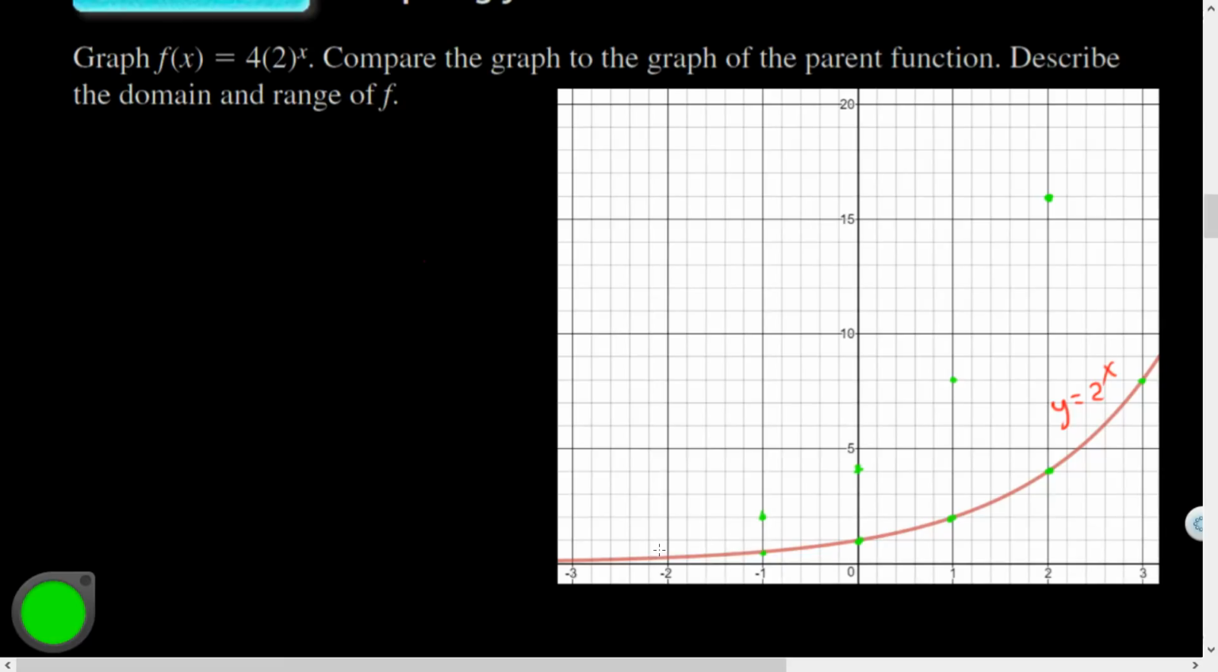All right. And so all of these values just got quadrupled in height. Then I'll try to draw the best curve I can. Multiplying by an a value just increases the y value by that factor. So it's a vertical stretch by 4, by a factor of 4.